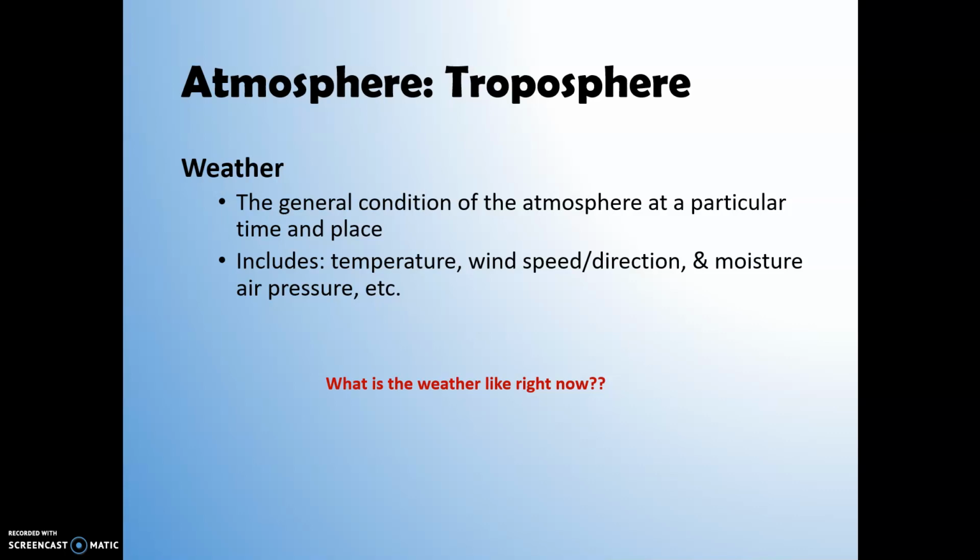So things like temperature, wind speed, wind direction, how much moisture is in the air, what the air pressure is, how much moisture is in the air compared to how much there could be. And then we can even make things more complicated. We can combine some of these. If you've ever heard of something like the heat index, that's a combination of temperature and moisture in the air, but we'll get more to that later.